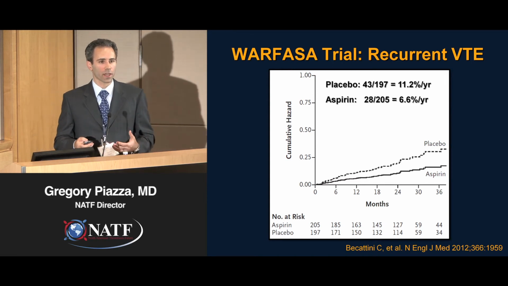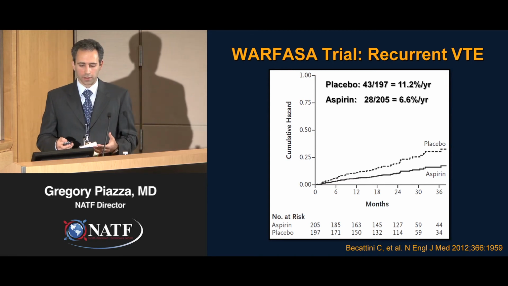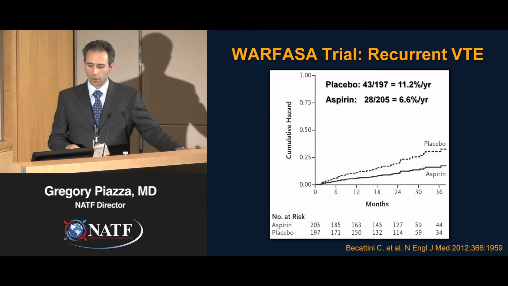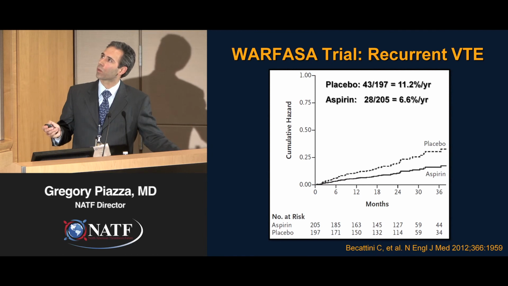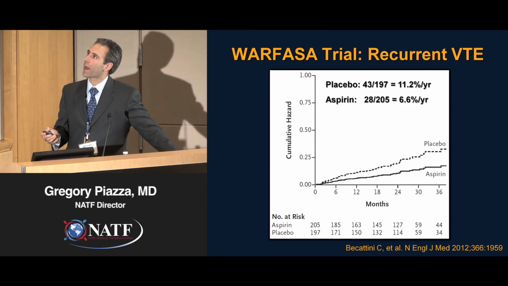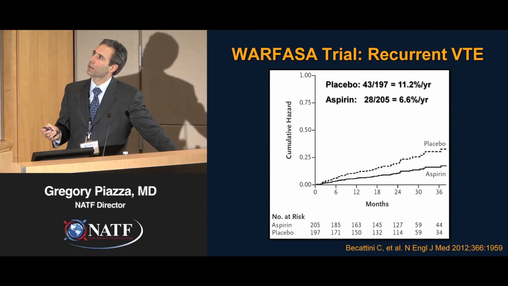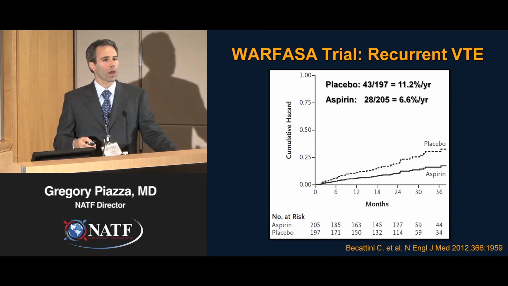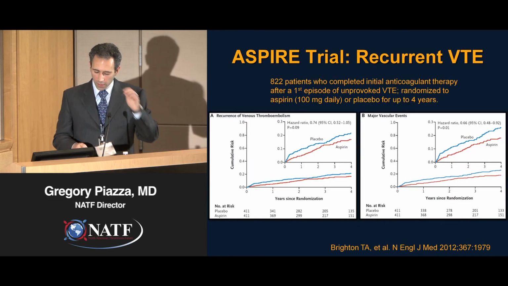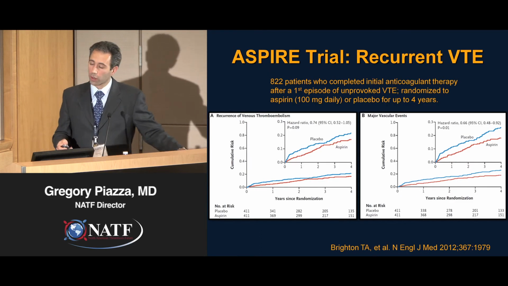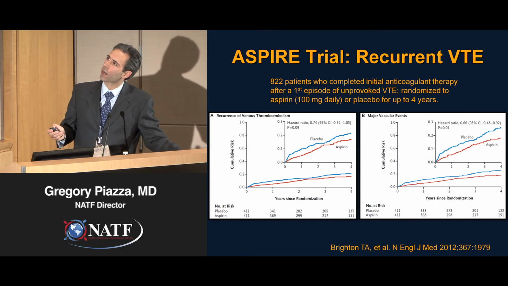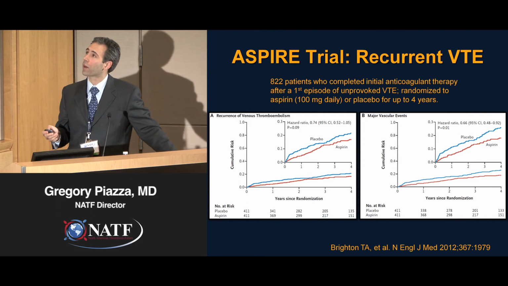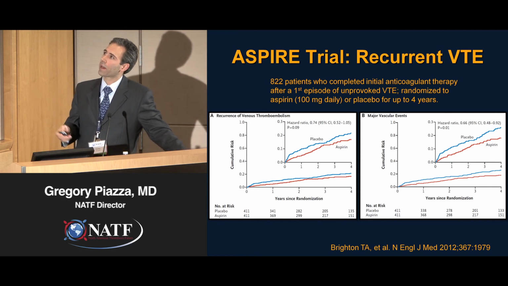And we've seen 2 studies in the last few months that have shown that aspirin may actually play an important role in preventing DVT and pulmonary embolism. In the WARFASA study, we see that aspirin was associated with a reduction in the risk of recurrent venous thromboembolism in patients who had had already one unprovoked event. And in the ASPIRE trial, although there wasn't a statistically significant reduction in the risk of venous thromboembolism, aspirin was associated with a reduction in some very important other major vascular events.